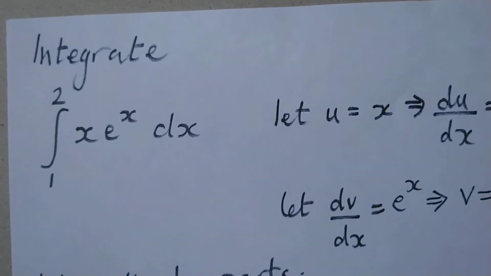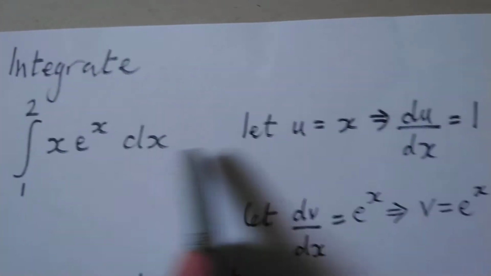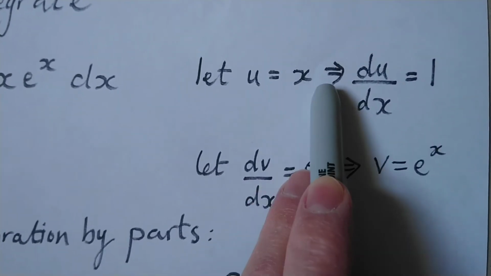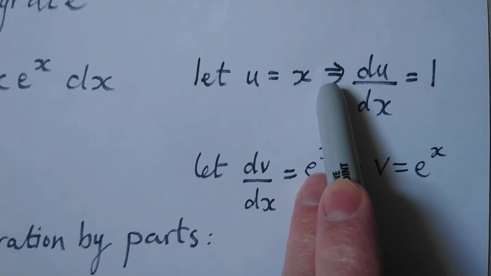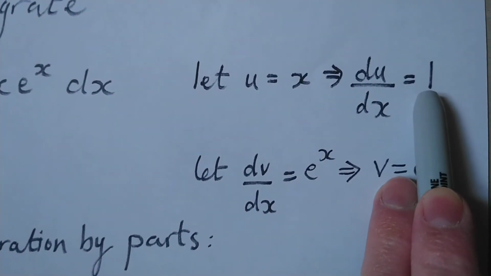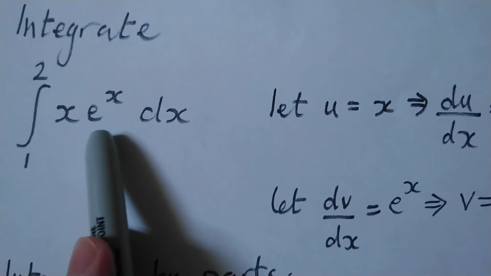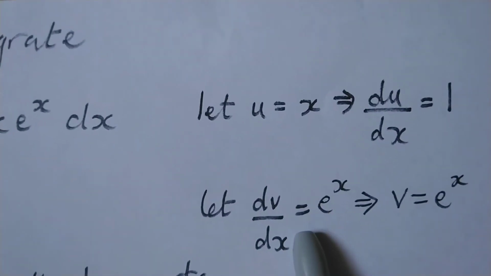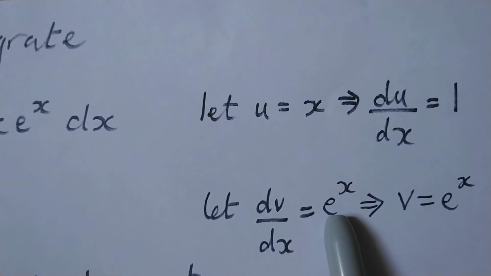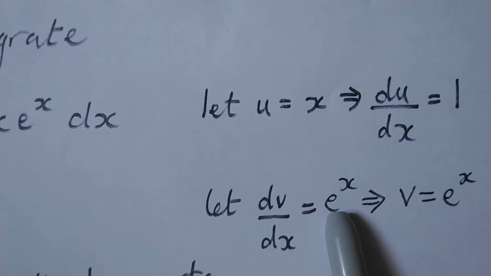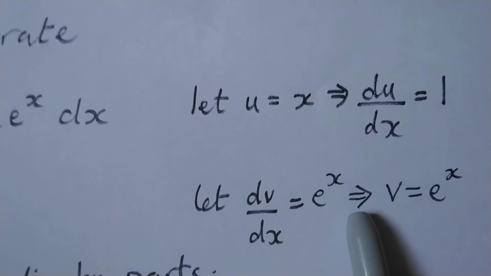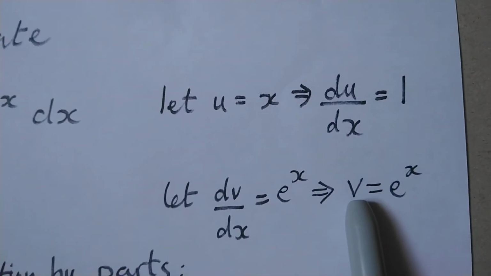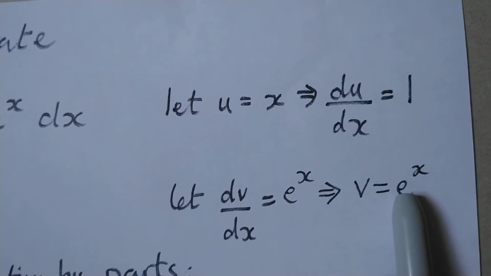And we do that by choosing one of the functions to be u. So in this case I've said let u equal x, and then we differentiate that. So in this case du by dx would be 1. And then the second function, I set that equal to dv by dx. So dv by dx is equal to e to the x. Now this is a special function, e to the x, if you remember. So when I integrate dv by dx, that tells me that v is equal to e to the x.